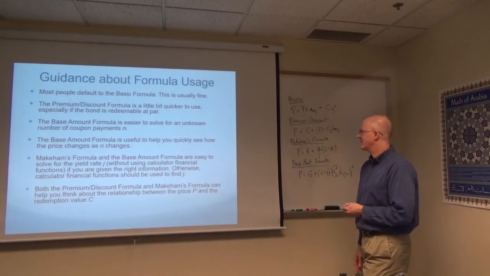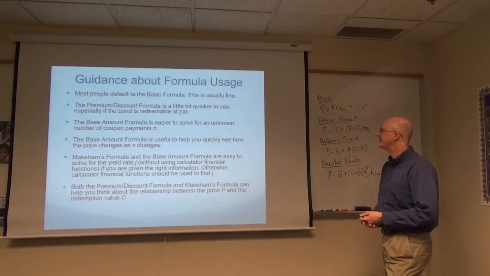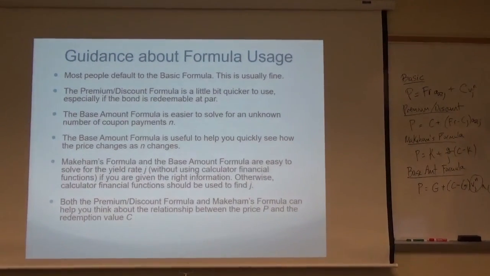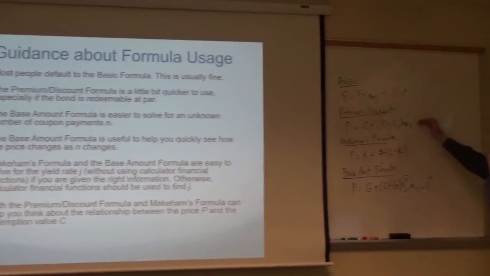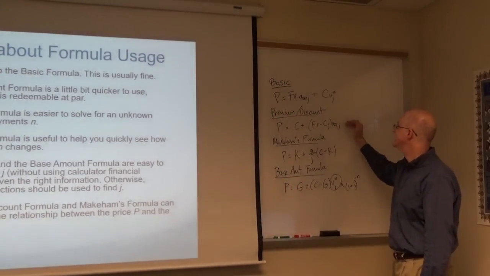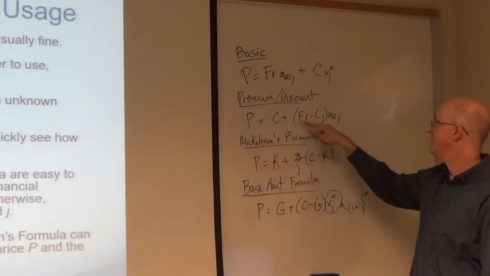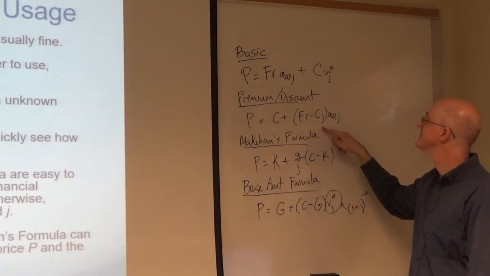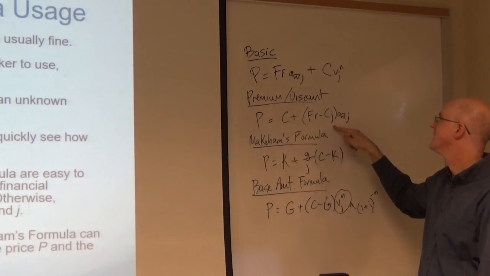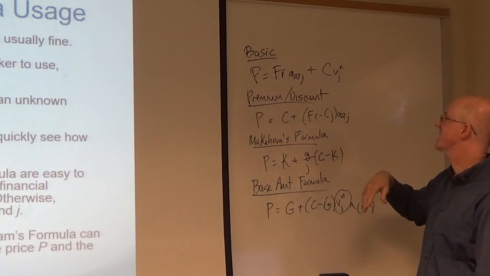Both the premium and discount formula and Makeham's formula could be thought of as premium discount formulas to help you think about the relationship between the price P and the redemption value C. Again, come back to the board here. P, what's the relationship between P and C? Well, P is going to be bigger than C if, for example, FR is bigger than CJ. It'll be less than C if FR is less than CJ. P is bigger than C, that's called buying at a premium. P is less than C, it's called buying at a discount.